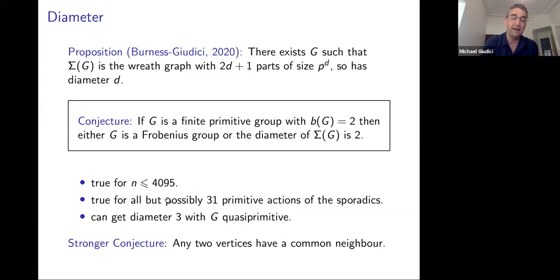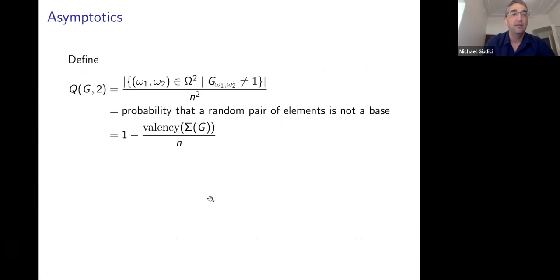This is perhaps small evidence. What happens if we go to larger n? Well, let's look at some asymptotics. There's this quantity Q of G2, which was well studied. I suppose Q of G was introduced by Liebeck and Shalev in their original paper. Q of G2 is just the number of all pairs of points such that the stabiliser of both of them is non-trivial, divided by n squared. So this is the probability that a random pair of elements is not a base. And you can show that this is just one take the valency of my Saxl graph divided by n.